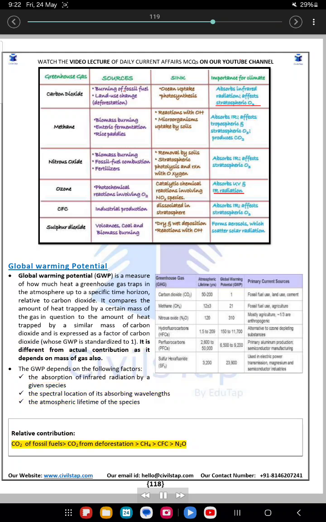Relative contribution: CO2 of fossil fuels greater than CO2 from deforestation greater than CH4 greater than CFC greater than N2O. Effect of global warming.